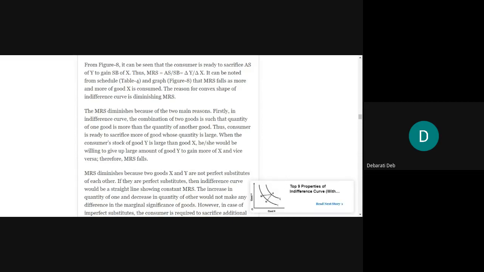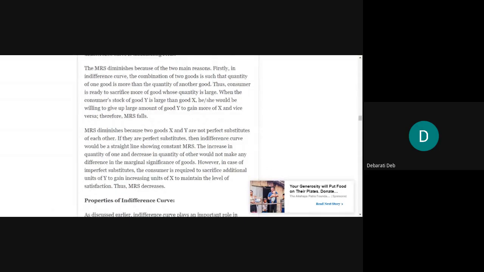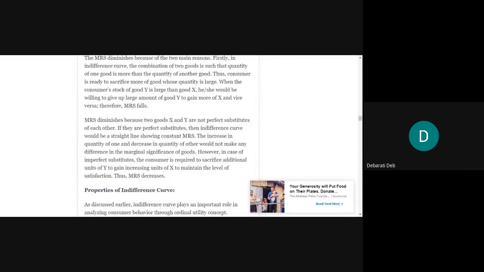This is something like the elasticity of demand only, not elasticity of supply. Elasticity of supply is always positive. Elasticity of demand is negative. That implies if one increases, the other will decrease. Let us quickly finish up this last paragraph of MRS.